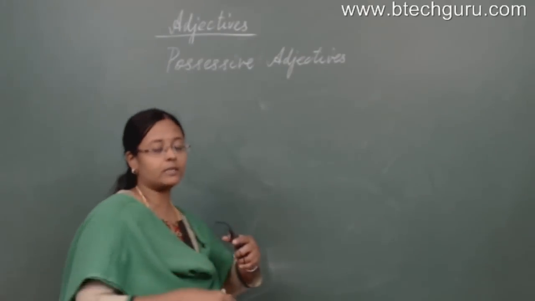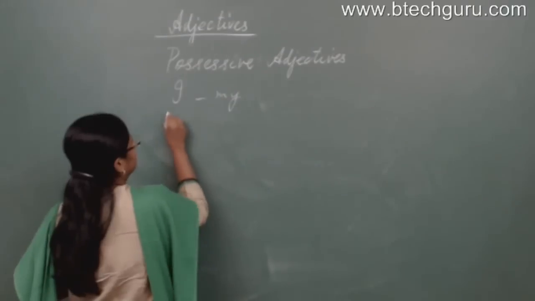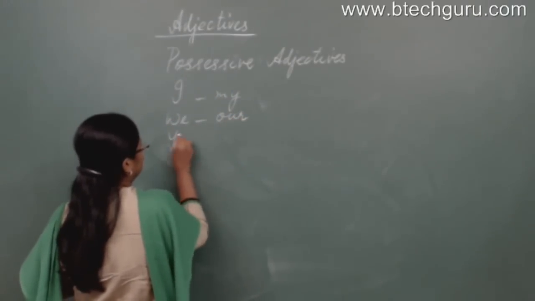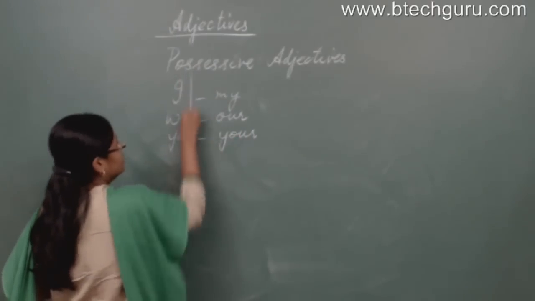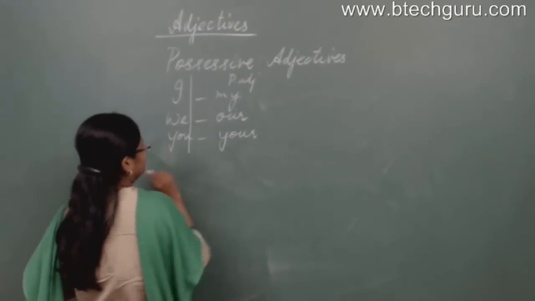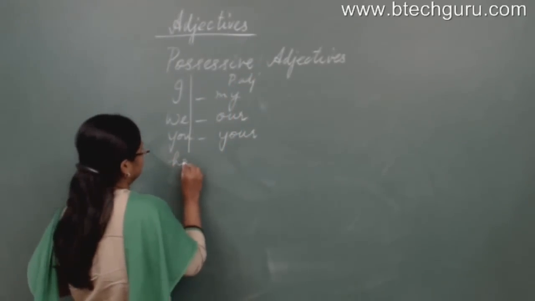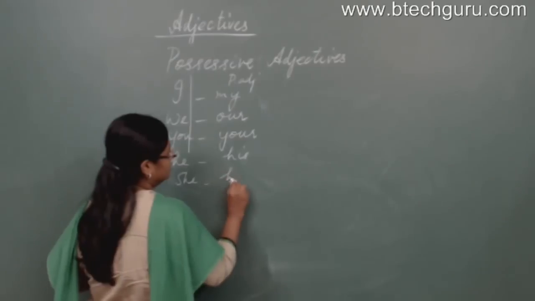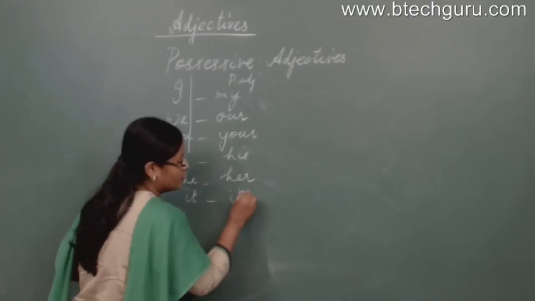Possessive, see, possession. So for I, it is my, we, it's our, you, it's your. So these are pronouns and these are adjectives, possessive adjectives. So this is how we form the possessive adjective. His, her, it, its. See, there's no apostrophe here.